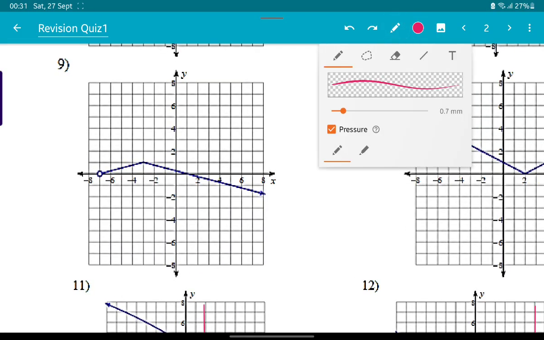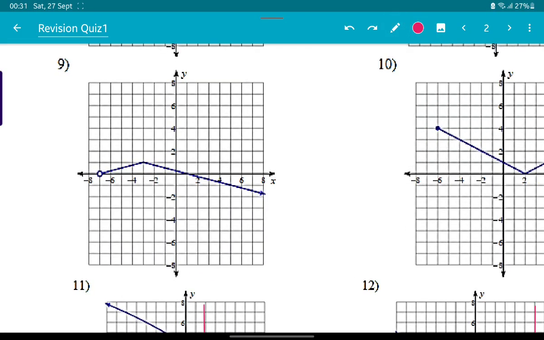Number 9, can you see whether it's a function or not? It is a function because the vertical line test says it's a function. The domain from left to right, this is the start, -7. For the domain, we can start from -7. We use the bracket if it's shaded, but since it's not shaded, we use the parenthesis.